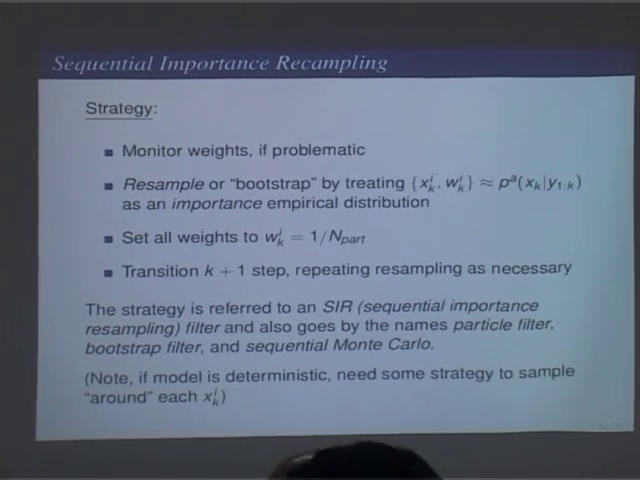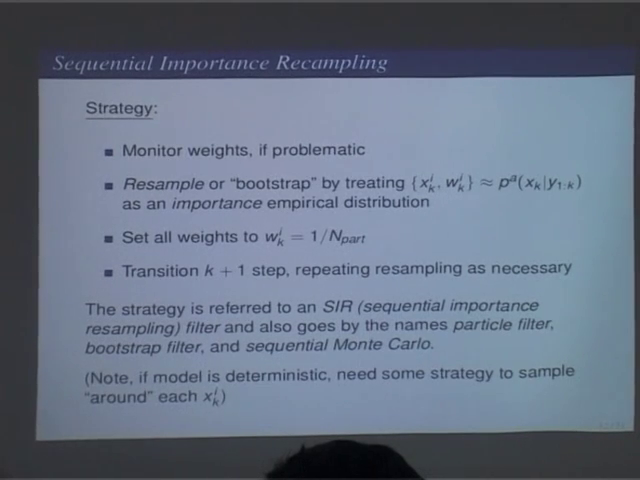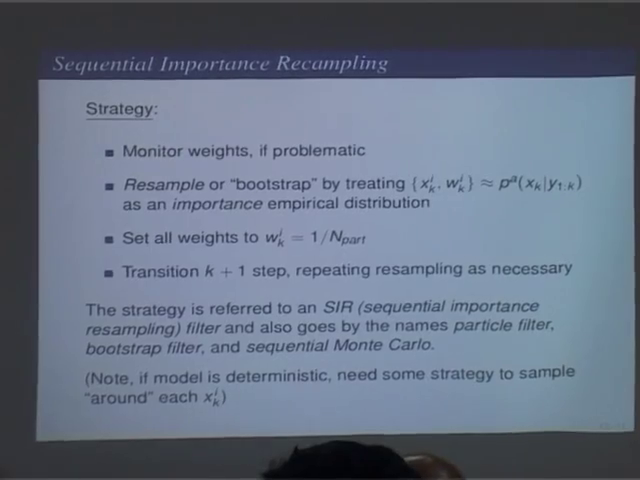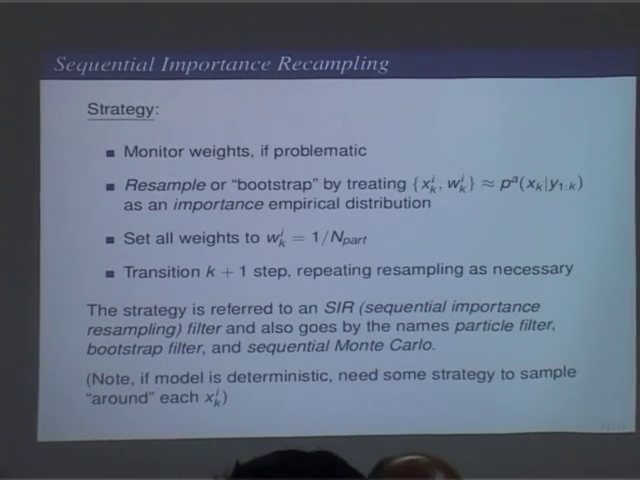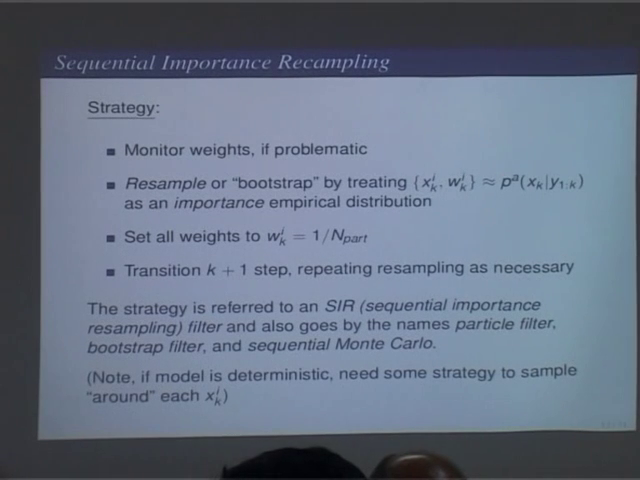So basically, this is what you want to do. You just want to proceed as long as you were, and you want to monitor your weights somehow. So you can calculate an effective weight. There are formulas for that. You can just say, if too many of my particles have too small a weight, then trigger resampling.